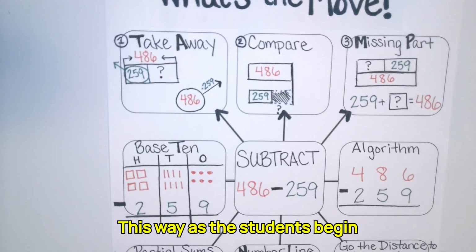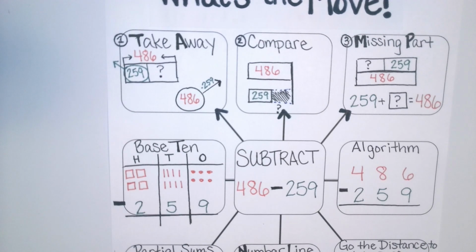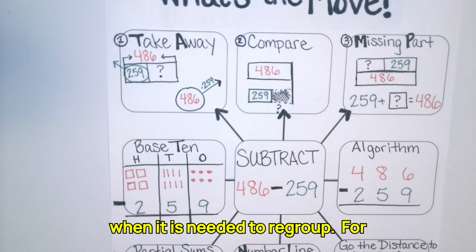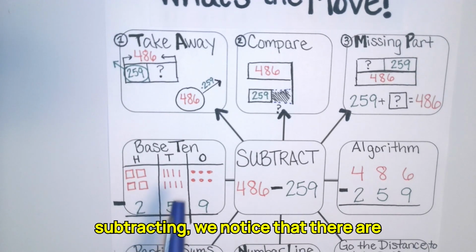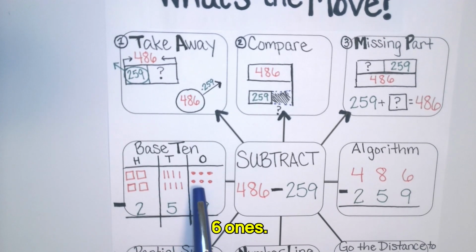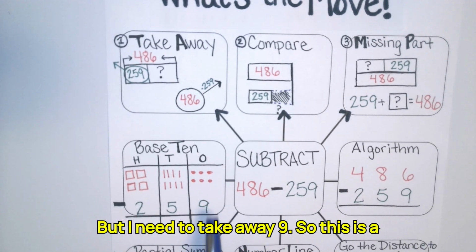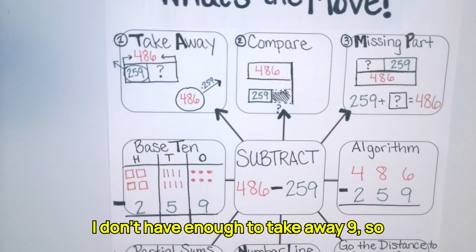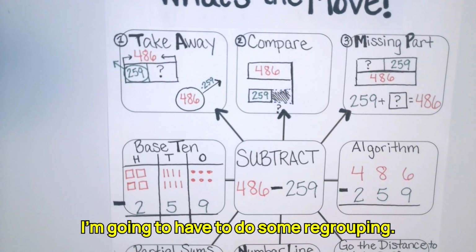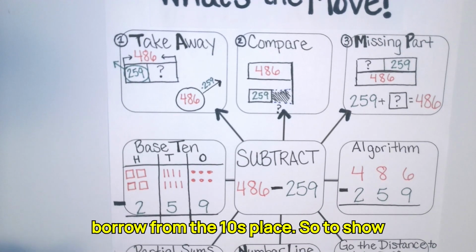This way, as the students begin subtracting, they can actually see when it is needed to regroup. For example, if we look in the ones place, because that's where we start subtracting, we notice that there are 6 ones, but I need to take away 9. So this is a great way for children to see that, hey, I don't have enough to take away 9, so I'm going to have to do some regrouping. I'm going to have to, as they would say, borrow from the tens place.